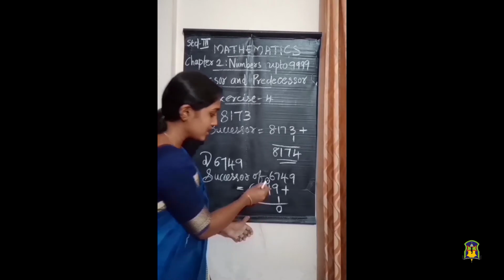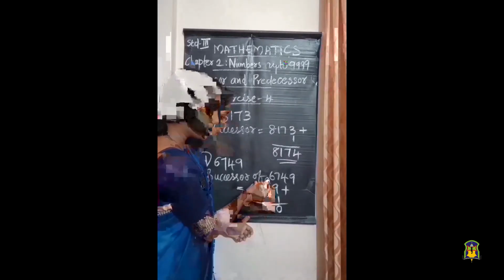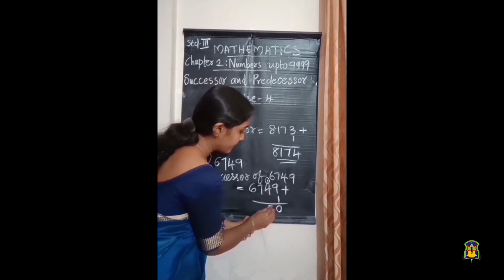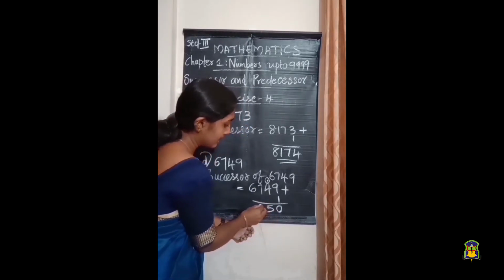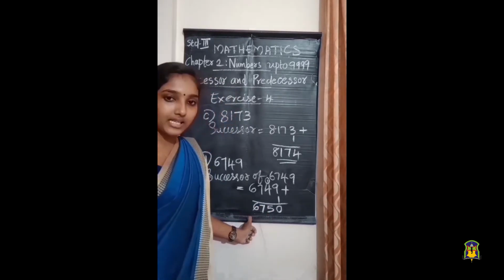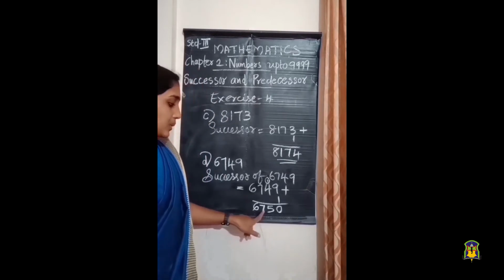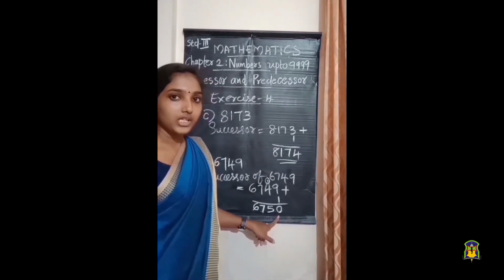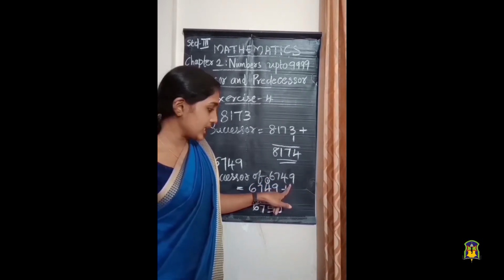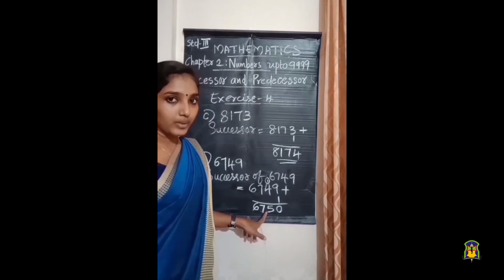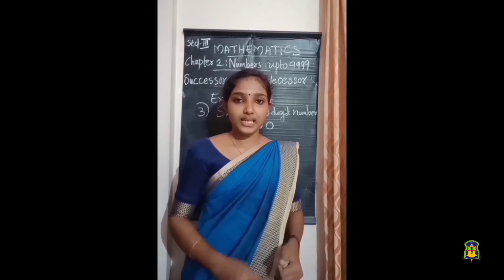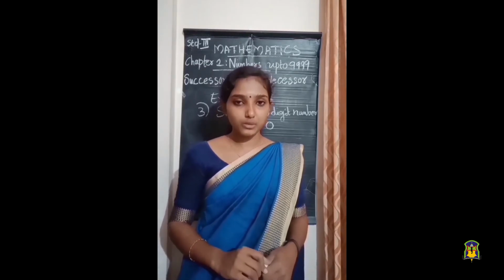the tens place. So here tens place is 1 plus 4. 1 plus 4 is what? 5. Then again in hundreds place it's 7. In thousands place is 6. So the number is 6750. So the successor of 6749 is 6750.